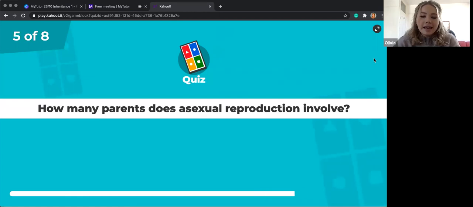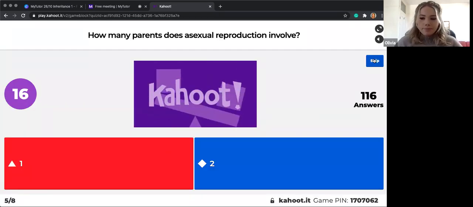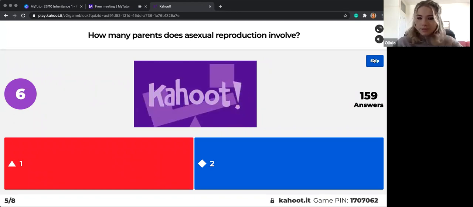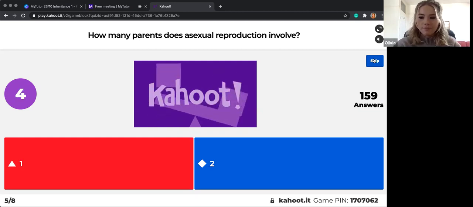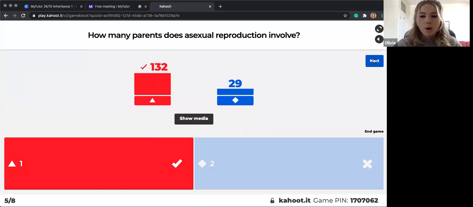How many parents does asexual reproduction involve? 1 or 2? Good, just 1. So asexual reproduction, 1 parent, identical cells, only involves mitosis.